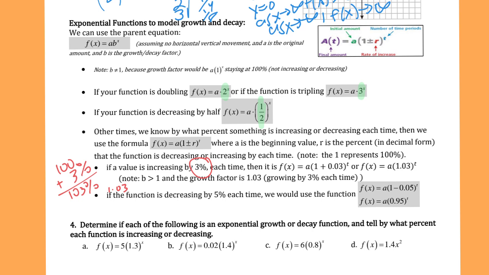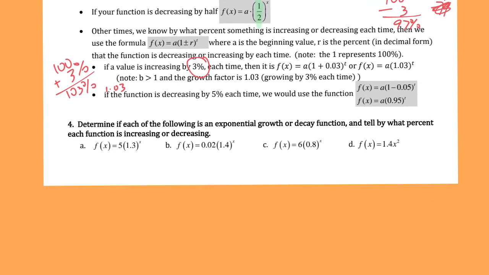If, however, you're losing 3%, you would do 100 minus 3%. That's 97%. Divide by 100, that's 0.97. Notice, 0.97, that's going to be decaying and losing 3% every year, okay, or every time you do it. So depending if that growth or decay factor is bigger or smaller than 1, that will help you discern, is it going to be increasing or decreasing as time happens?